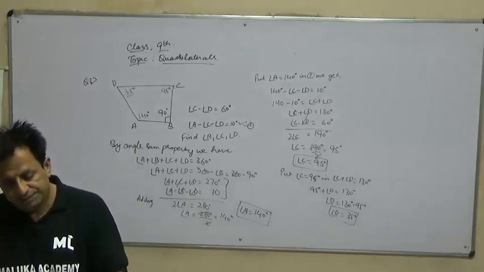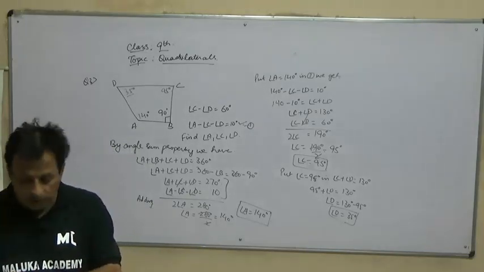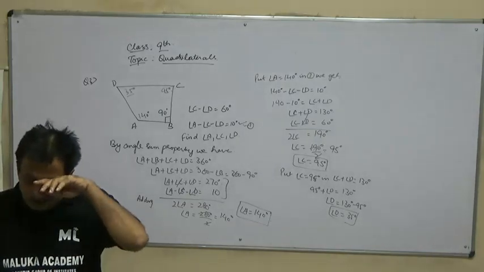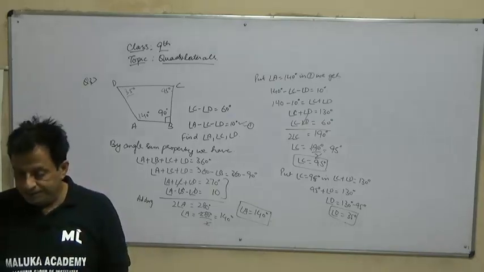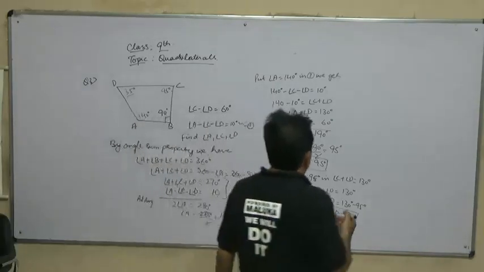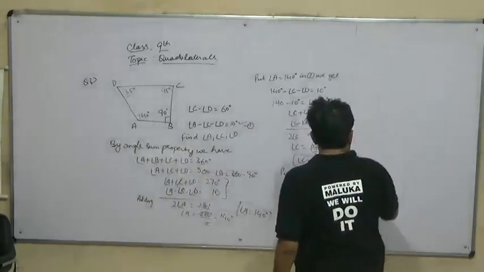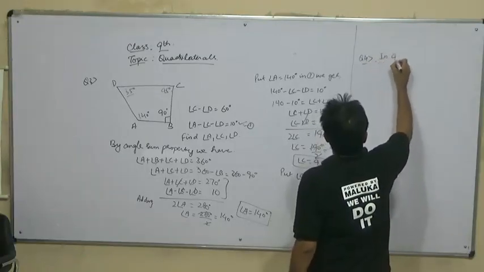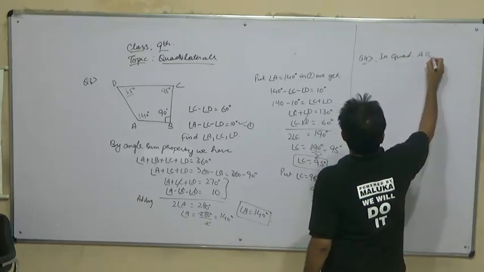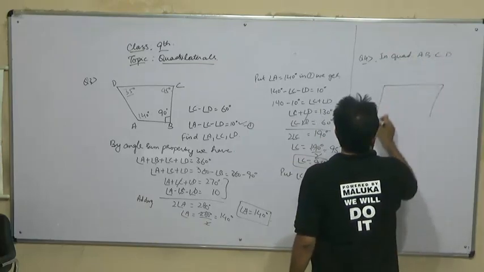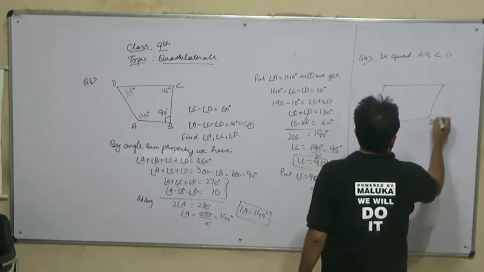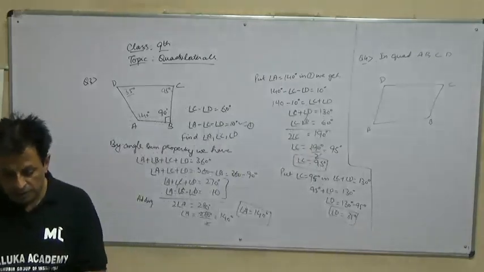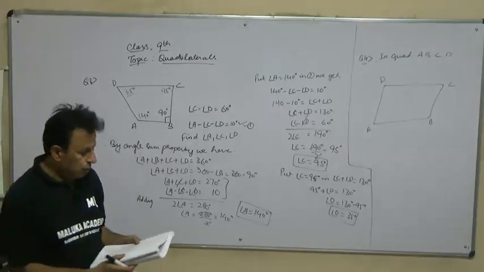Then next, in quadrilateral we are given question 4th. In quadrilateral A, B, C, D, what are we given? A plus C is equal to 140 degree.